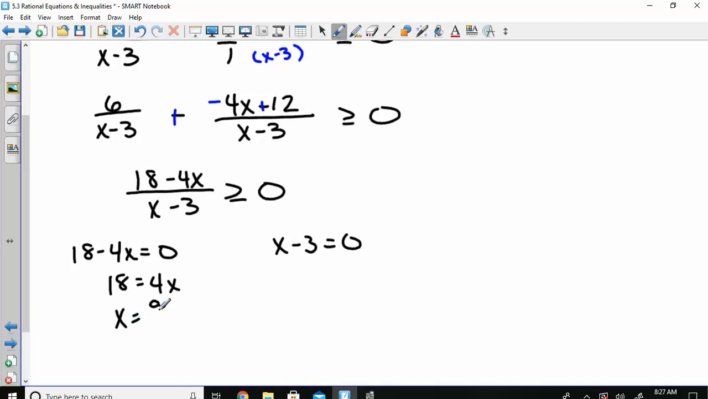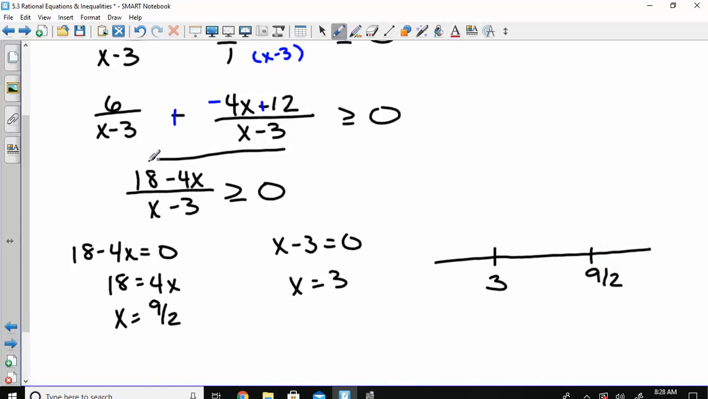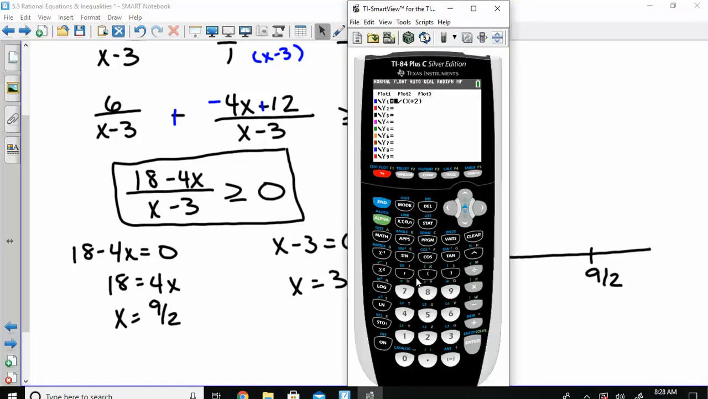Divide by 4. We have a 9 over 2, which is like a 4.5, and a 3. Whether you graph or you're plugging in numbers, you're using this piece right here. So we can see it starts off negative, then it is positive, and then negative again.